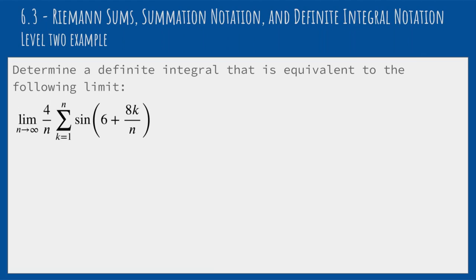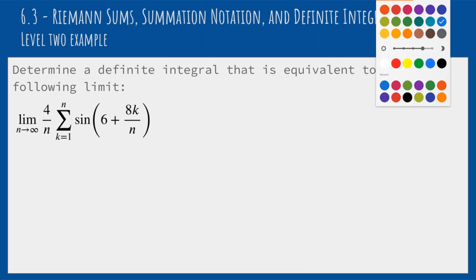I want to take a look at another example where we are relating limits to definite integrals. This time, what I'm calling a level 2 example is going to be the reverse of what we did with the level 1 examples. In the level 1 examples, we had a definite integral that we wanted to write as a limit. We have a little bit of flexibility when we're doing that, so it's generally a little bit easier. Now we have a limit that we want to rewrite as a definite integral.